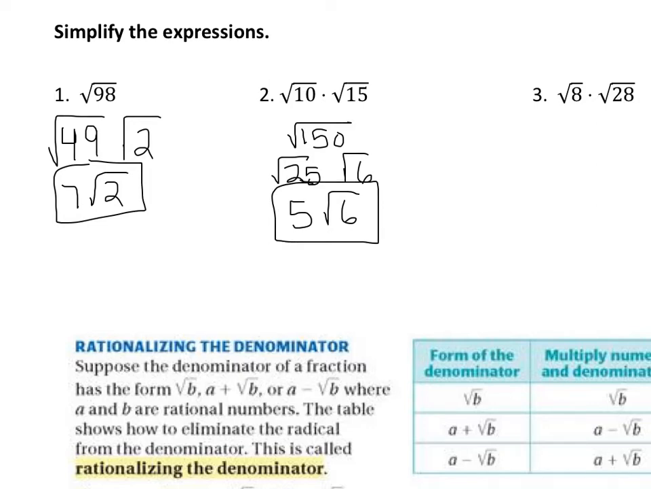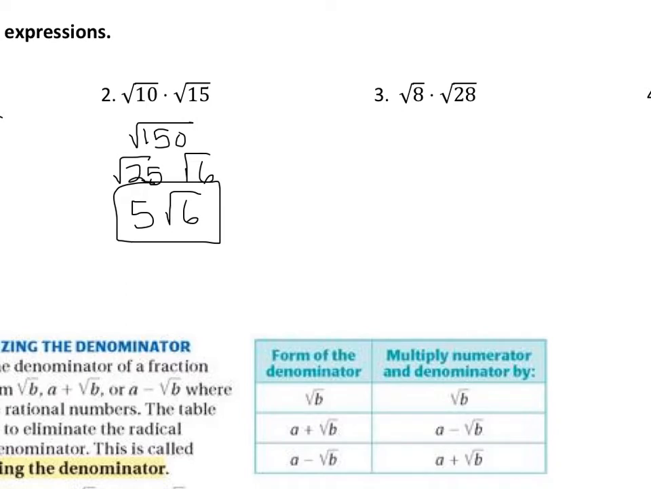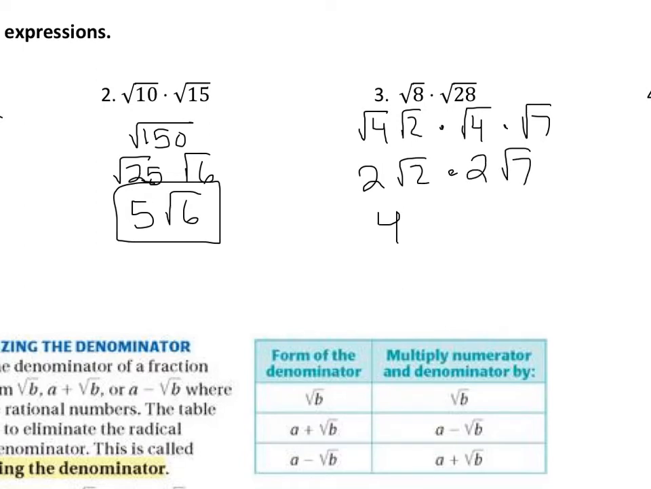Now square root of 8 and square root of 28. Well, 8 I can do square root 4, square root 2, and 28 I can do square root 4, square root 7, so this is 2 square root 2 times 2 square root 7, so that's 4 square root 14, and I cannot do any more, so it's 4 square root 14. Okay, so there's a review of simplifying some radicals. Let's take a look at some more.